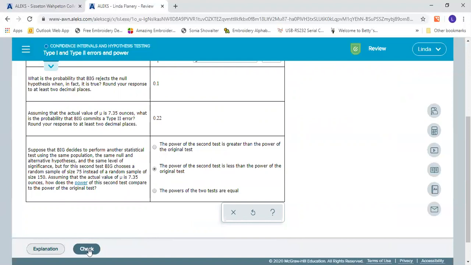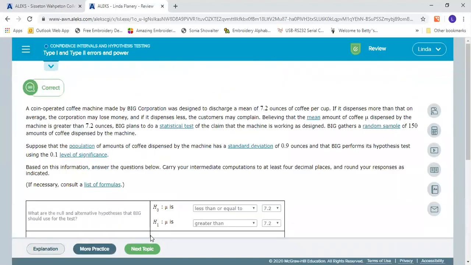And so if I go ahead and check that, you can see there again, we have the correct on there.